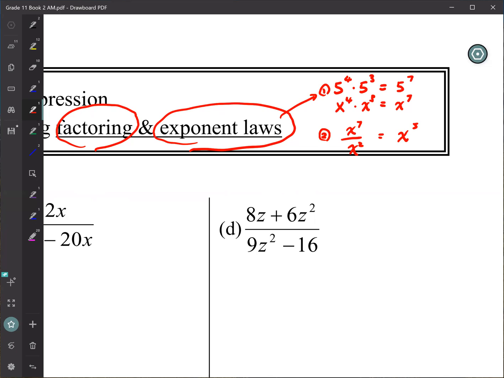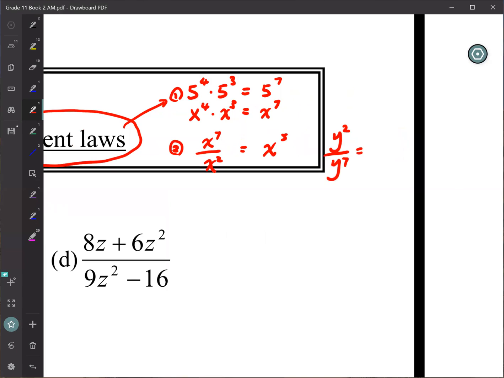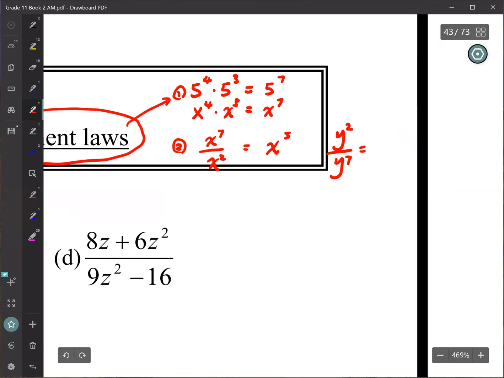But sometimes it will be the opposite: the lower one has more. So if you get something like this, let me write it out again, y to the 2 over y to the 7. Now this time the denominator has more y's. How do we simplify this one now? I cannot write y to the 5, right? What do we do? Aaron, what do you think? What will the answer look like? 1 over y to the power of 5. Yeah, okay. So you will need to have a 1 on the top, because it's reducing, it's dividing.